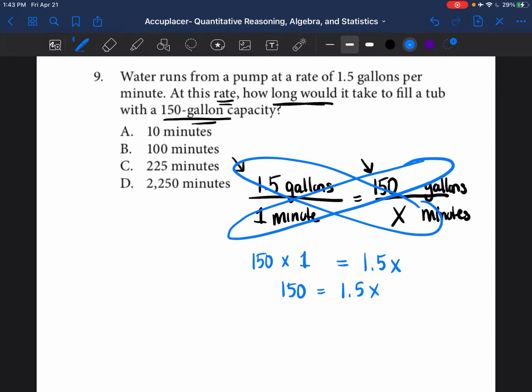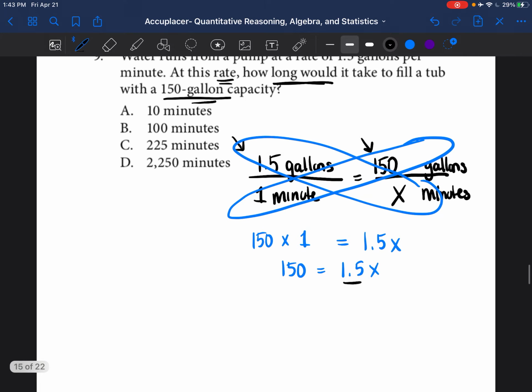Now the goal here is to isolate the X, or to get the X by itself, so we can see what the X is equal to. In order to get the X by itself, we have to figure out, okay, what value is causing the X to not be by itself right now? And that is the 1.5. So we want to get rid of that 1.5, so this equation will just say X is equal to a number.